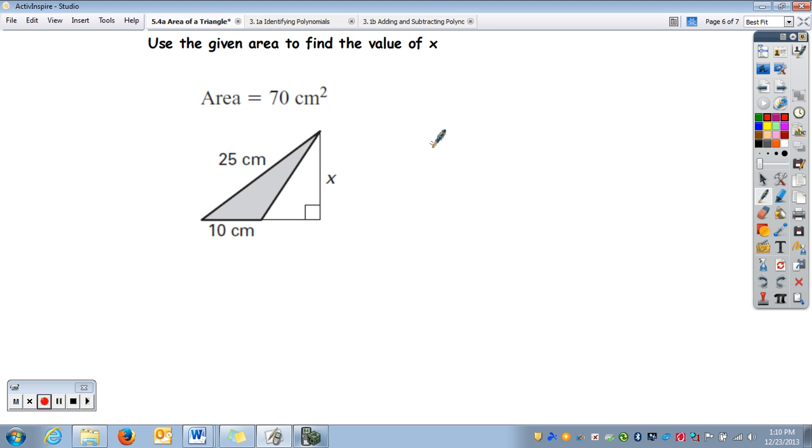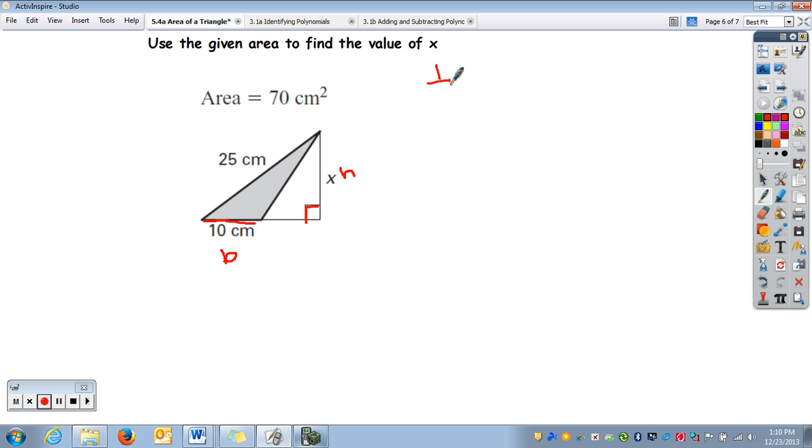Alright, so the last example is what happens if I actually give you the area and I need to find the value of x. Well, here is my right angle. This has to be my base. Even though it's not touching that side, it is going to that side. So this is my base, which makes x my height.